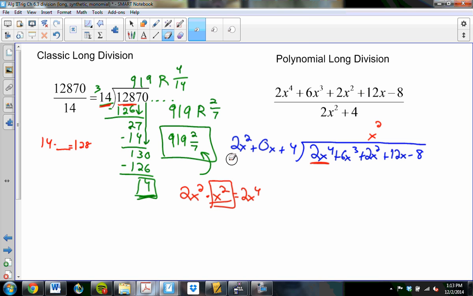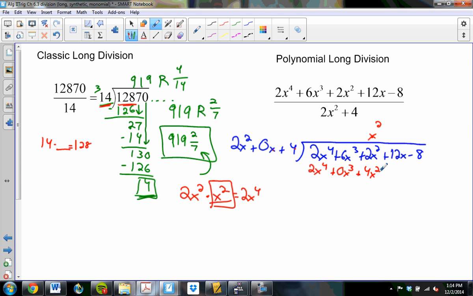And now that I've found my first multiplier, I'm going to do x squared times 2x squared, and x squared times 2x squared is 2x to the fourth. I do x squared times 0x, and x squared times 0x is 0x to the third, which is just 0, I know, but it's nice to have that placeholder here. And then x squared times 4 is 4x squared.